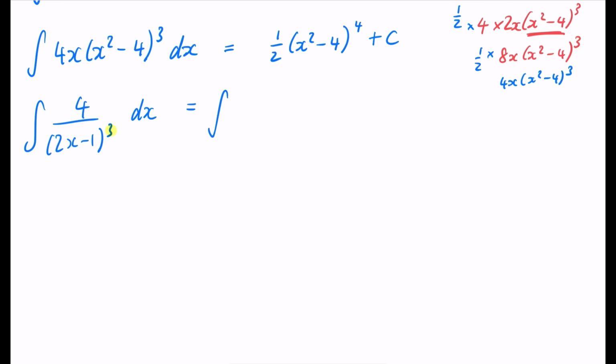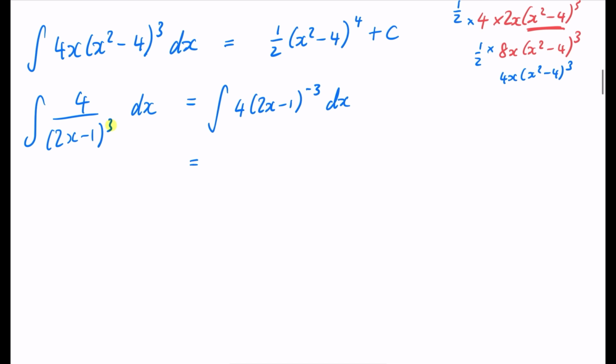Now what I'm going to do is rewrite this. I'm going to write this as 4 brackets (2x minus 1) to the minus 3. This just looks like a standard result to me. So I know what kind of thing this is going to integrate. It's going to be something with a power of minus 2, isn't it? And this is fine because the derivative of this 2x minus 1 is just a constant, whereas in this previous one, it was a variable that had an x with it.